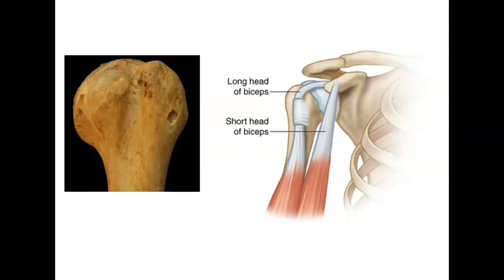So the job of this tendon sheath right here is to wrap around that tendon coming from the biceps so that every time your biceps move and that tendon moves in that intertubercular groove, it doesn't get damaged from that friction of movement.